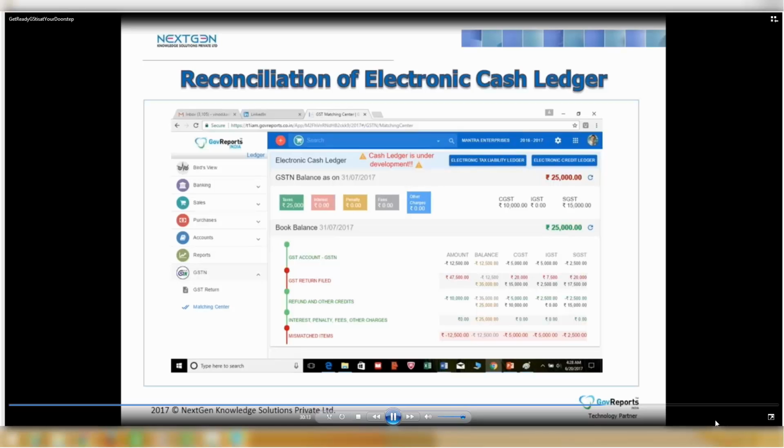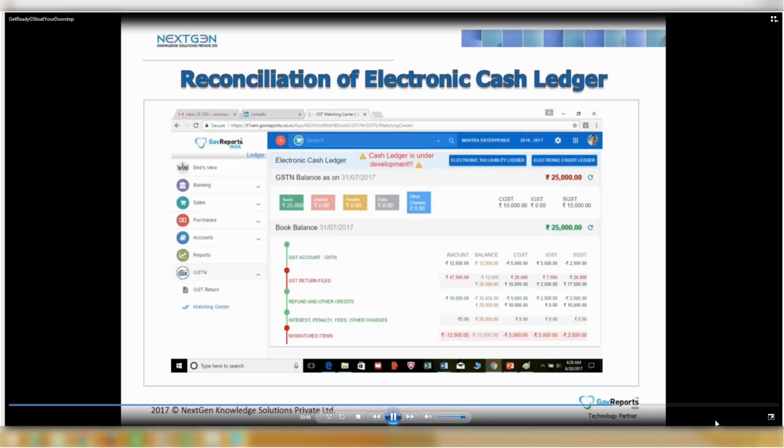Now, reconciliation of the electronic cash ledger. See friends, you can imagine a situation where a company has about 1,000 invoices every day. Then in a month they will have something around 30,000 invoices, and presuming there is a data mismatch in only 10% of invoices, then they will have almost 3,000 invoices where there is a data mismatch.